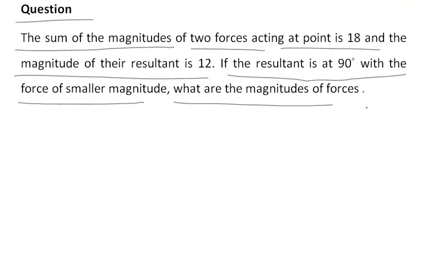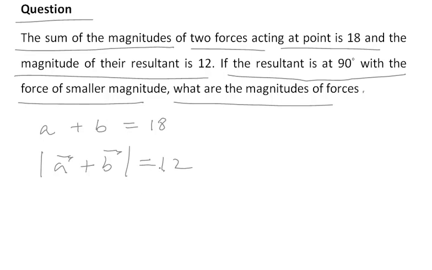Now let us try to understand graphically or geometrically what the statement says. The sum of the magnitudes of the two forces, let us say the two forces are A and B. If we add both of them, the sum of the magnitudes is 18. So one thing that is given is A plus B is equal to 18, and the magnitude of the resultant is 12. That means if we find the magnitude of A plus B, it is coming as 12.